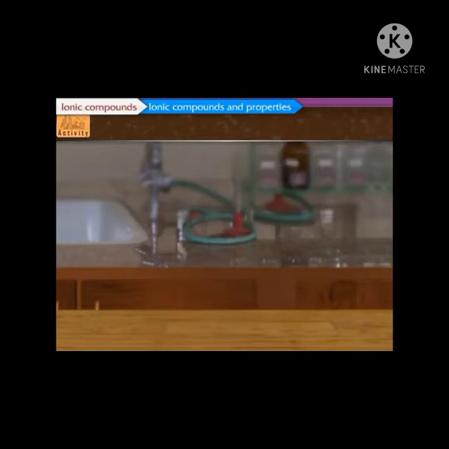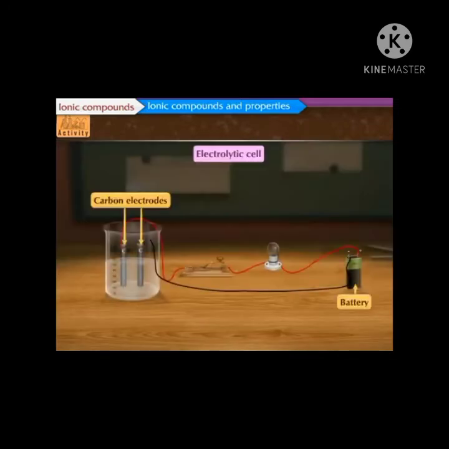Prepare an electrolytic cell by connecting the carbon electrodes to the positive and negative terminals of the battery. Connect the battery in the circuit. Insert the electrodes first in the solution of sodium chloride. Switch on the current. What do you observe? The bulb glows.